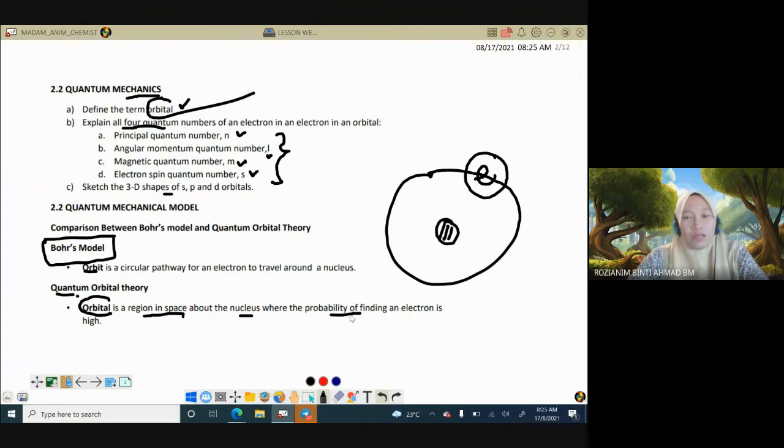So it means that in the orbital, for example this orbital, we will find the electron. High probability to find the electron. So where is the orbital? The orbital is always moving. It means the electron is in the orbital, and it is always moving around the nucleus of an atom.